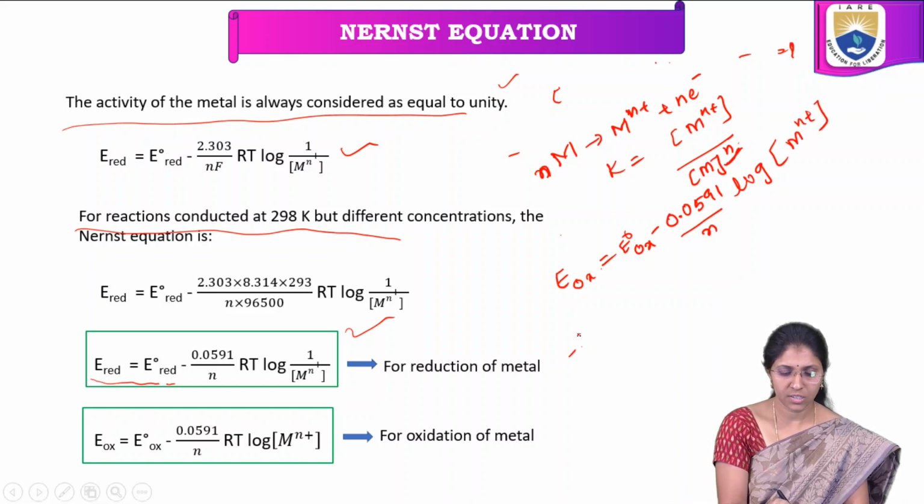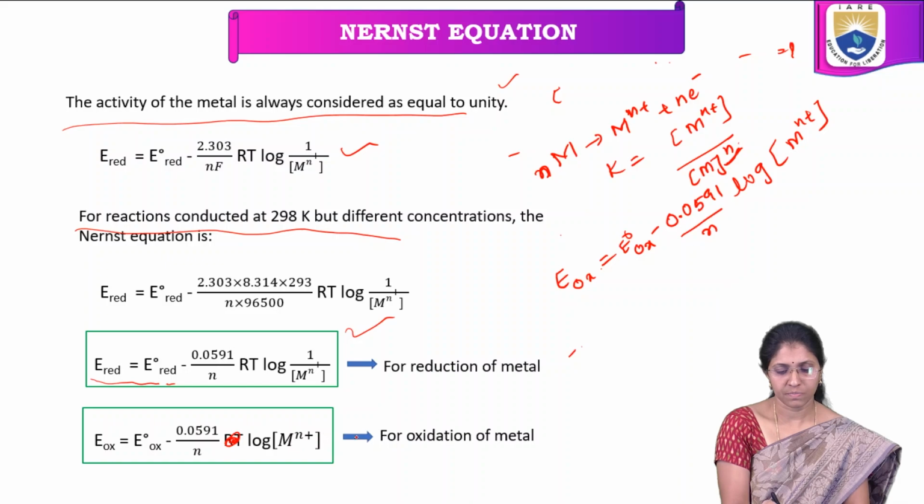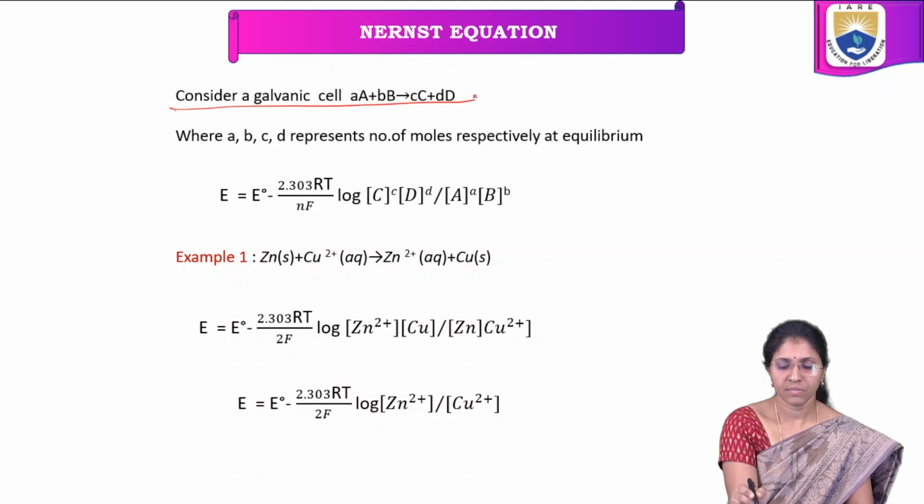So E oxidation equals E naught minus 0.059 by n log Mn plus 1. So this is for oxidation of metal. Here, for clear understanding, I am taking one galvanic cell.